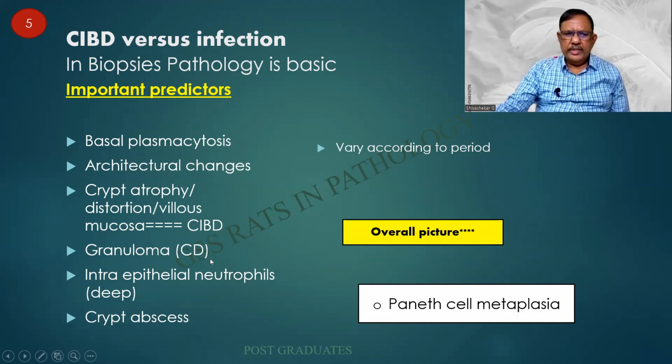Granuloma in a case of Crohn's disease, and intraepithelial neoplasm in a case of ulcerative colitis. Crypt abscess, of course, is considered to be a prototype, but as I had warned you earlier, this alone might not be adequate. Hence, an overall picture is needed. What the author says is also, these pictures vary according to the period. When the patient comes, when he presents, and when the biopsy was taken. There is a term called Paneth cell metaplasia that also should be borne in mind, and we should look for them.